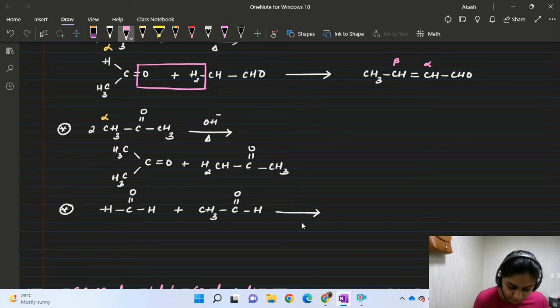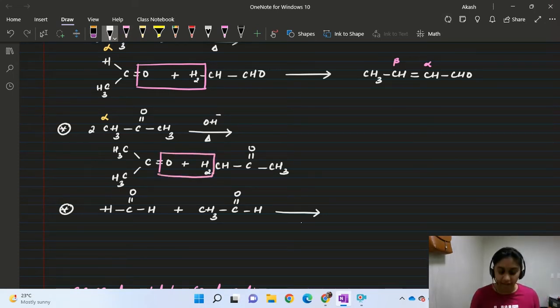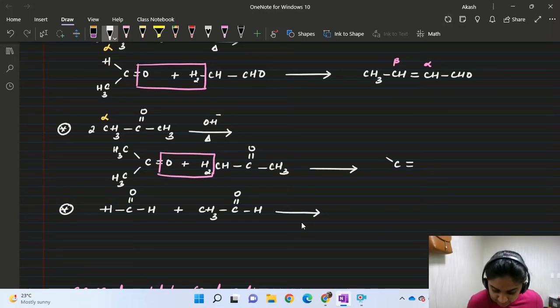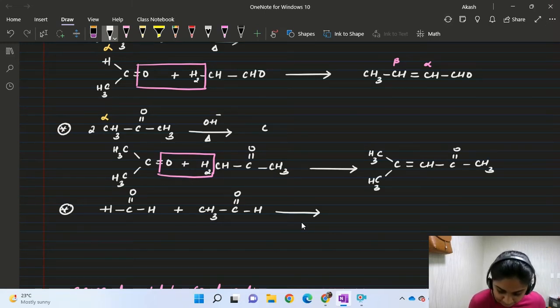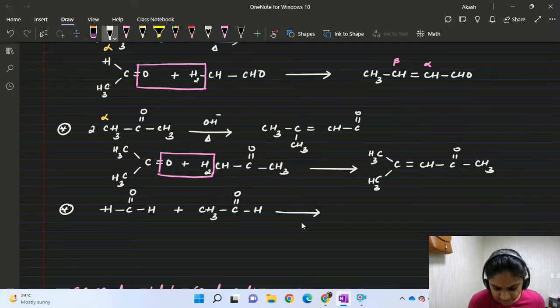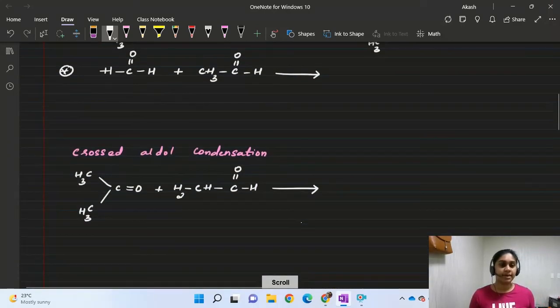Again, eliminate your water molecule and connect both the carbons by a double bond. So you will be getting C double bond CH3, CH3, CH, C double bond O, CH3. So this is the product. So you can predict the product in just 1 minute. Very, very simple. Now let's see the third example.